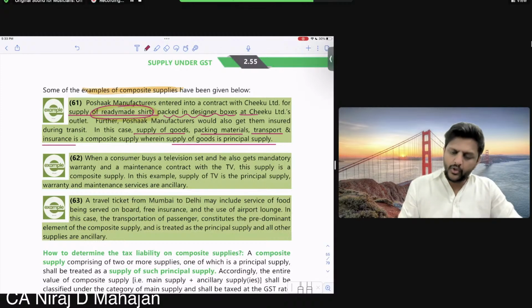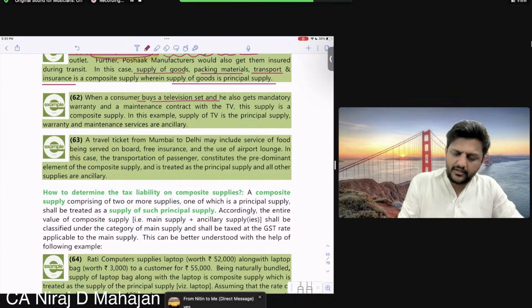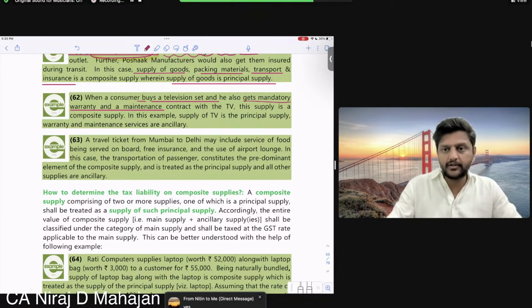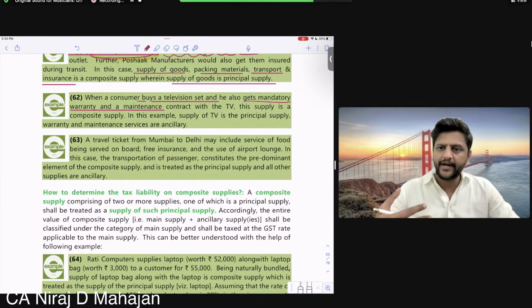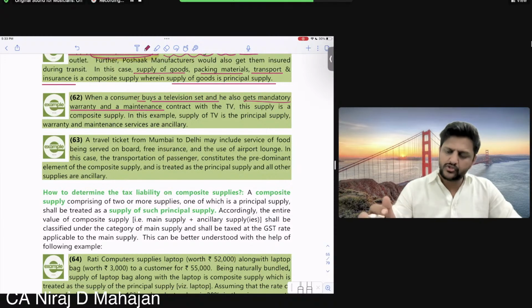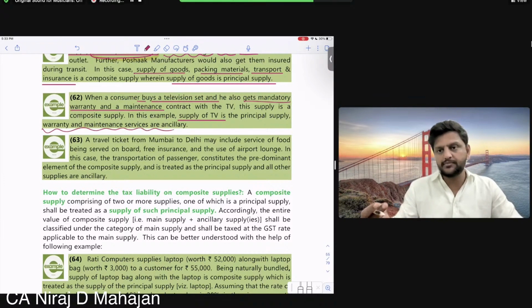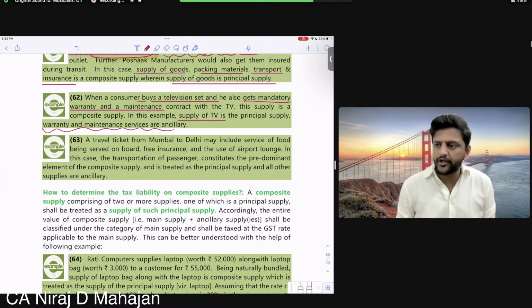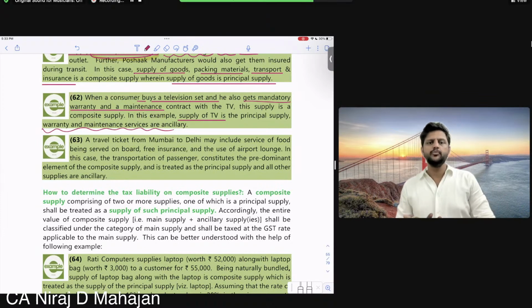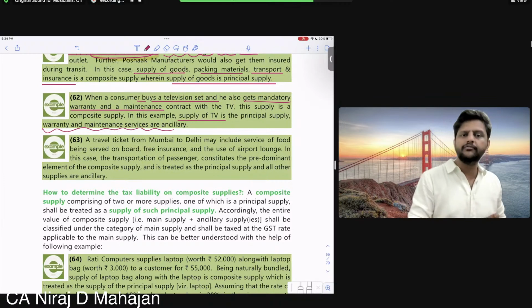When the consumer buys a TV, he also gets a mandatory warranty and maintenance contract. Maybe one year. If you buy a laptop or other electronic items, there is a warranty; you don't buy the warranty at least for the first year. It is automatically supplied. The supply is a composite supply. So supply of TV is the principal supply, and warranty and maintenance services you can buy separately as such. But if it is provided along with the TV, it is ancillary. So the predominant supply is the principal supply, the supply of TV.